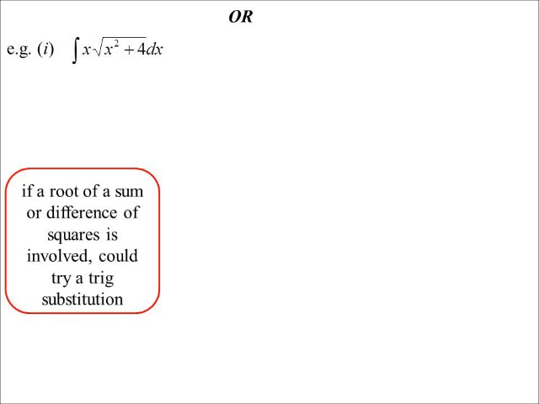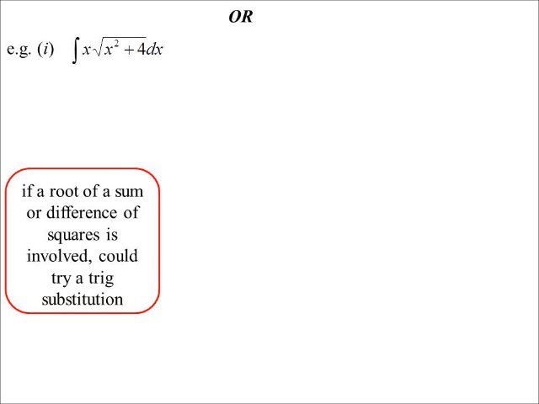If you see a root of a sum and of a difference of 2 squares, you could try to turn it into a trig question. Because if you've got the square root of x squared plus 4, if I substitute some trig in for x, I can turn that into a trig identity which will then turn two terms into one term.